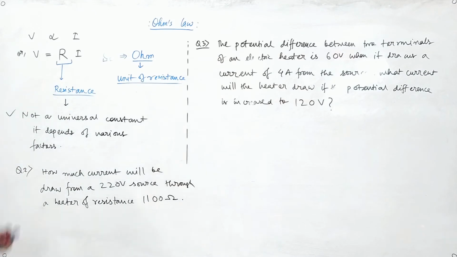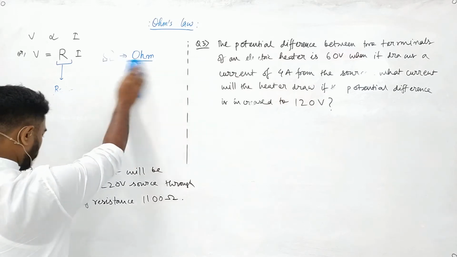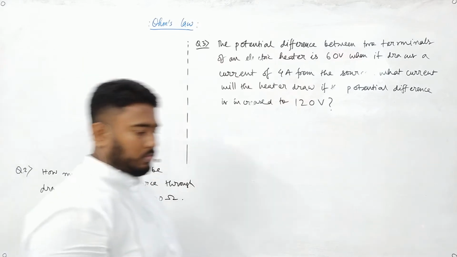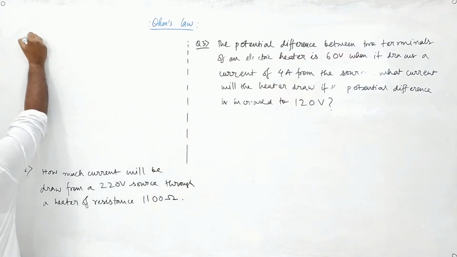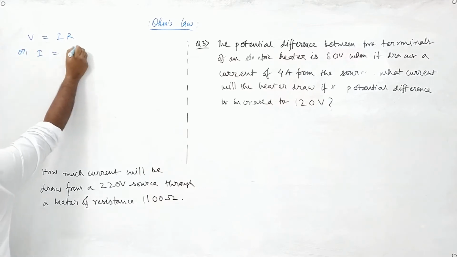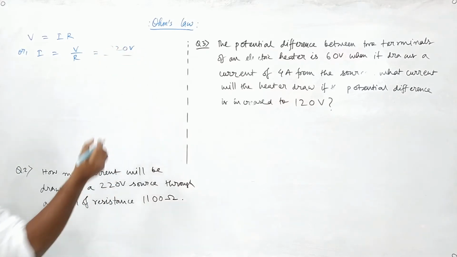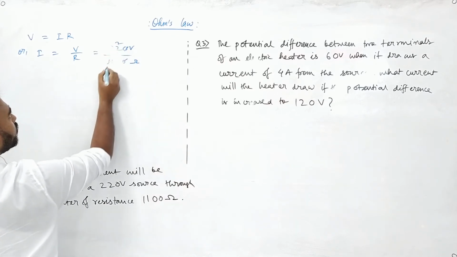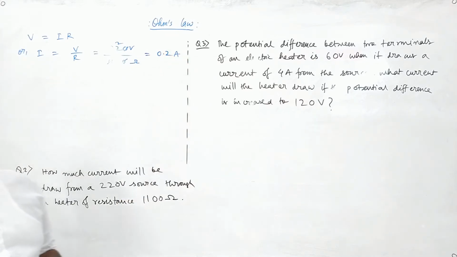Question number 2, how much current will be drawn from a 220 volt source through a heater of resistance 1100 ohm? What did Ohm's law tell us? It told us that V equals I times R, or we can say I equals V by R. What is V? V is 220 volt. What is R? That is 1100 ohm, right? If we cut this one, this will be 2, so 2 by 10 we will get 0.2 ampere. The answer is 0.2 ampere.